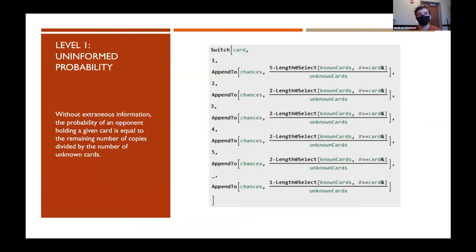So our level 1, probability, is divided into 2 distinct segments. We have uninformed probability and informed probability. Uninformed probability takes place when we don't have a lot of other information. We're just trying to guess. We haven't played any cards that give us any more information. And so this is pretty simple stuff. It's like stats 101: the probability of your opponent holding a given card is equal to the number of copies left divided by the number of unknown cards. So the probability that Morgan might hold a 1 when there are 3 1s left and there are 10 cards I don't know about is about 3 in 10.